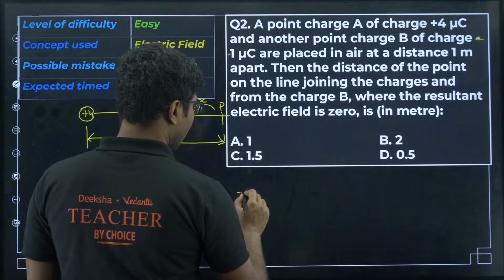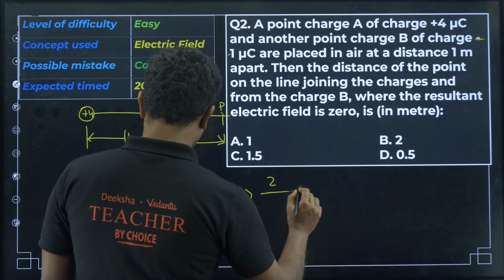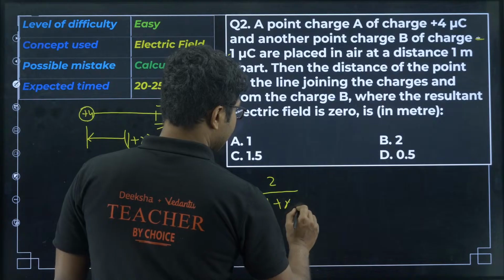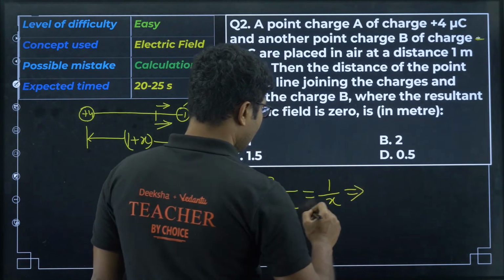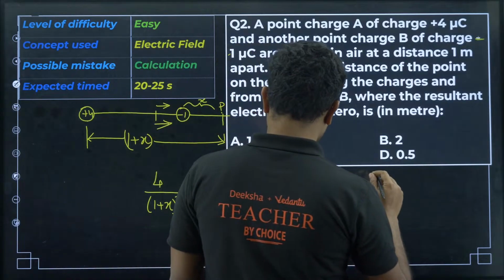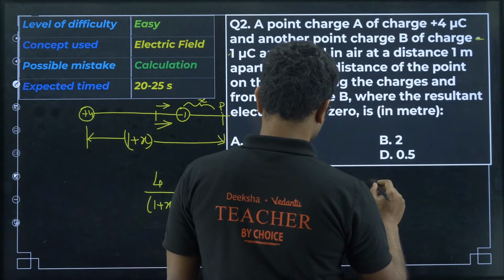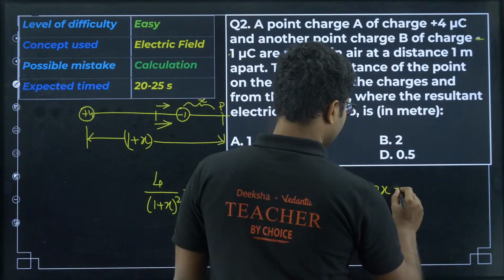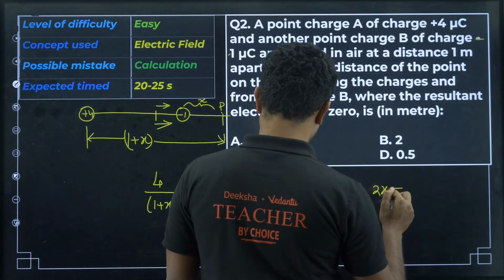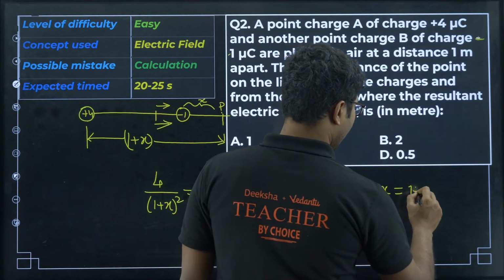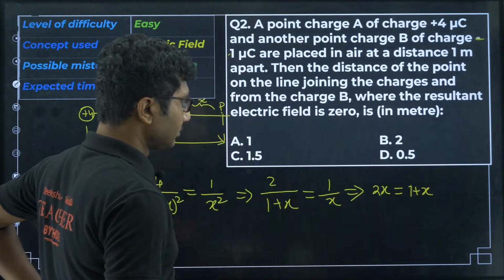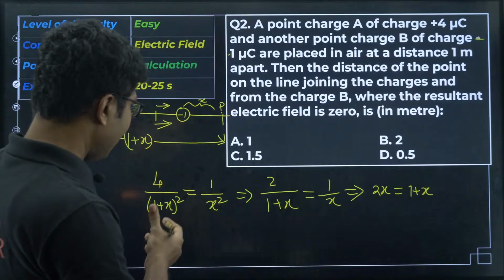Now take the square root of both sides. It will be 2 by (1 plus x) equals 1 by x, or it will be 2x equals 1 plus x. Again I made some mistake here.